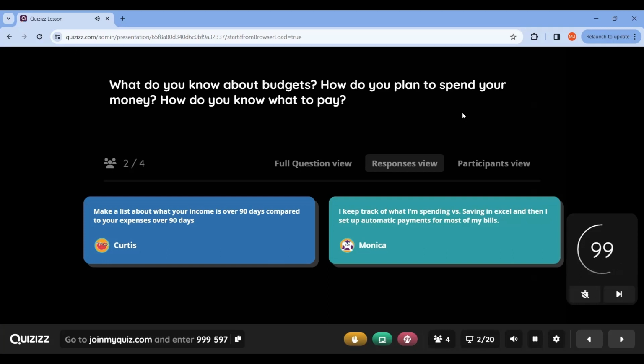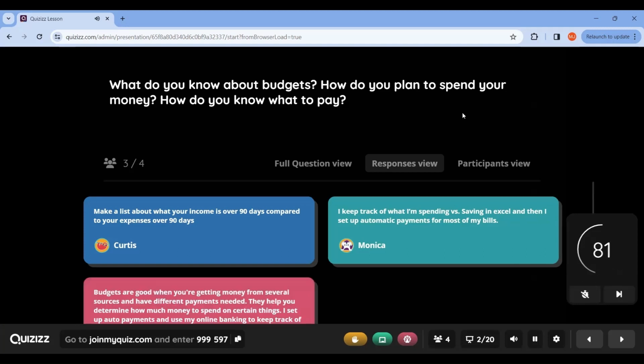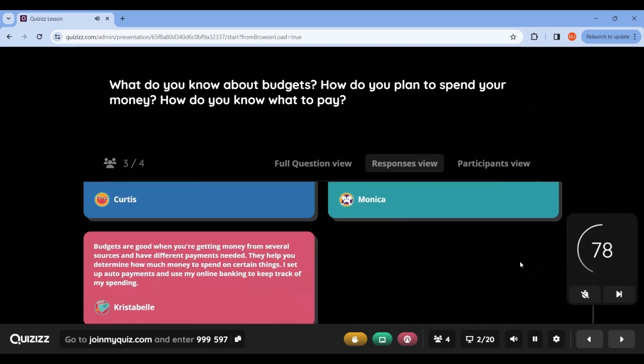And this is a good application of our fiscal policy work. So when we covered fiscal policy in the previous week, that's the government's budget, so how they spend and how they generate income. So we can apply a lot of those same concepts to our personal budget. Budgets are good when you're getting money from several sources and have different payments needed. They help you determine how much money to spend on certain things. I set up auto payments and use my online bank and keep track of my spending. That's great, Christabel.